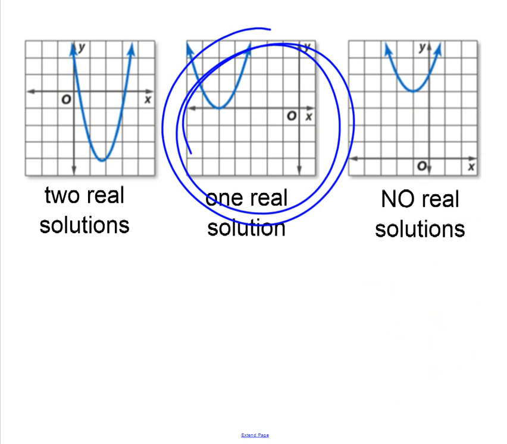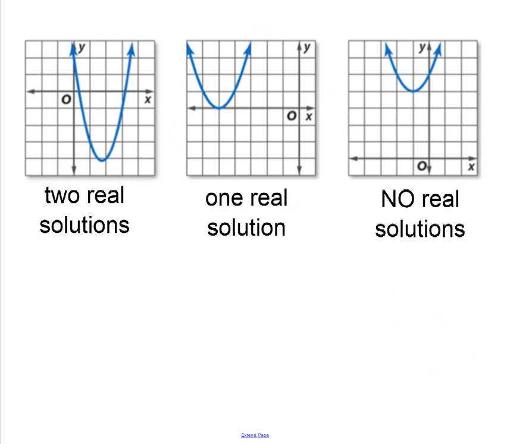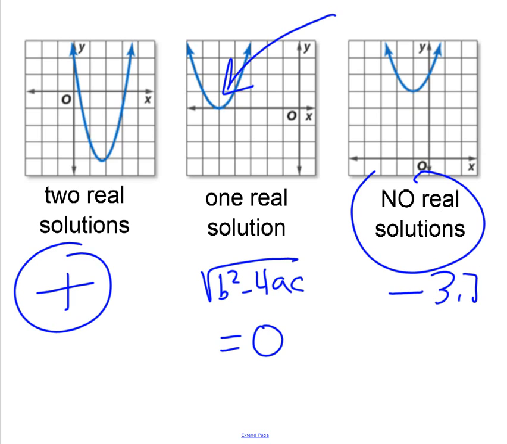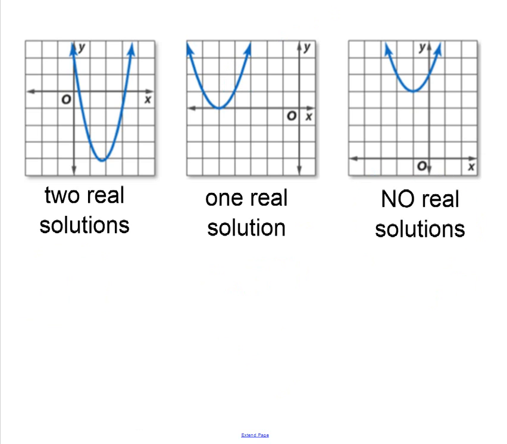So how do we know if we have this? Well, this is a really special situation. In order for this to happen, the discriminant, this value, has to be equal to a perfect 0. So if you get a positive 17, that's this. If you get a negative 3.7, that's this. But if you get a perfect 0, that's this. One real solution.